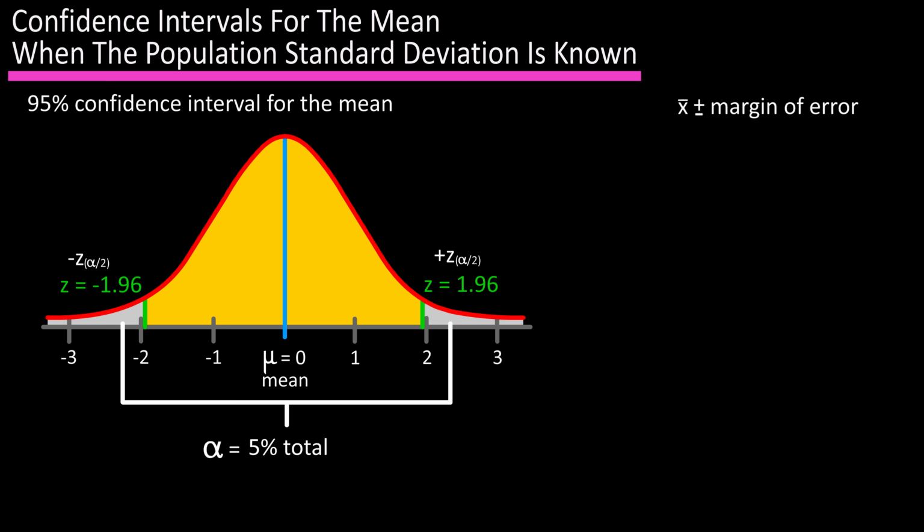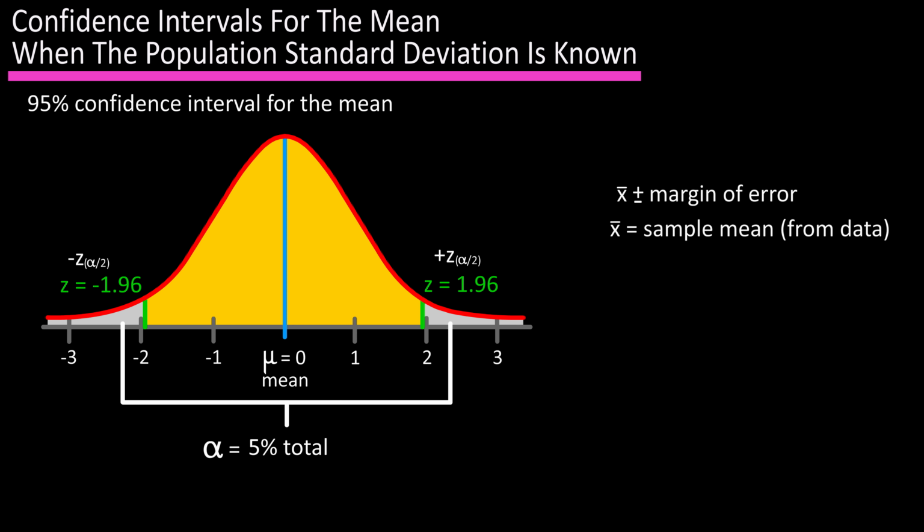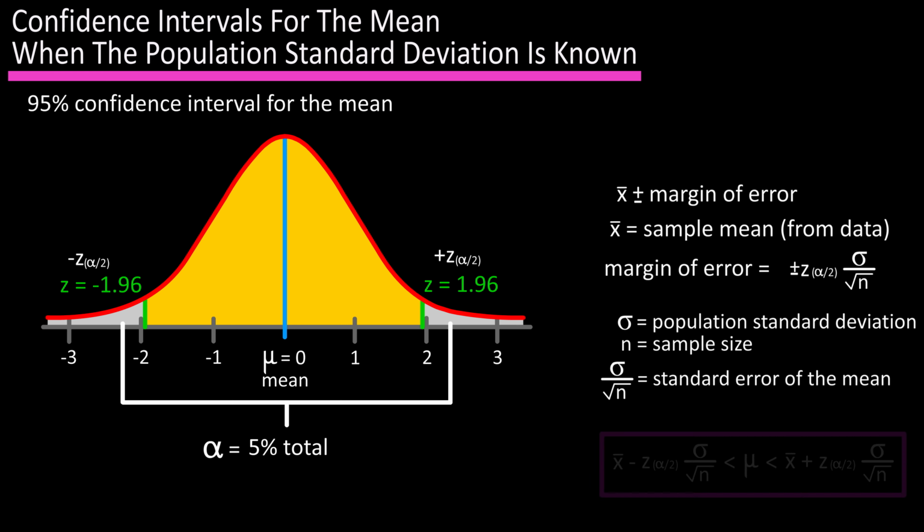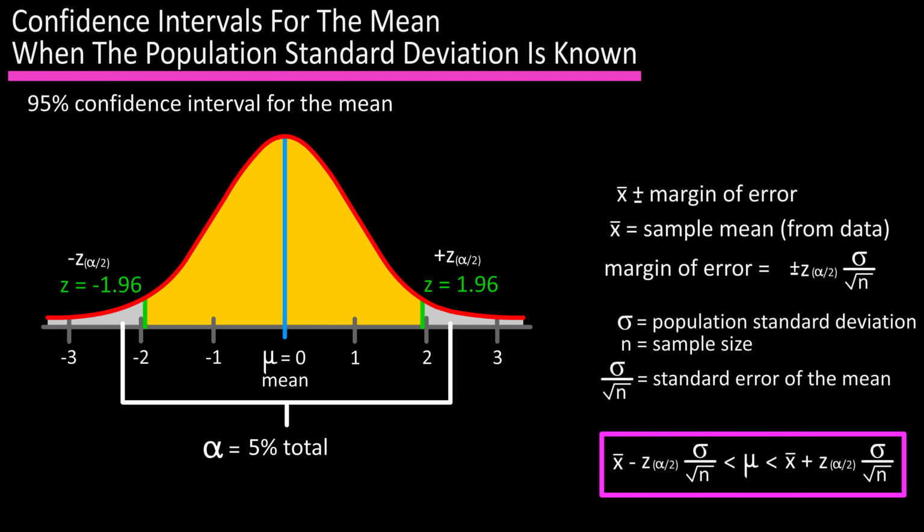Now back to our confidence interval formula of x bar plus or minus the margin of error. In this formula, x bar is the sample mean that we got from our data set, and the margin of error is equal to plus or minus z alpha over 2 times the population standard deviation over the square root of n, where n is the sample size. The population standard deviation over the square root of n is called the standard error of the mean. And this formula can also be written out like this, with mu in the middle.